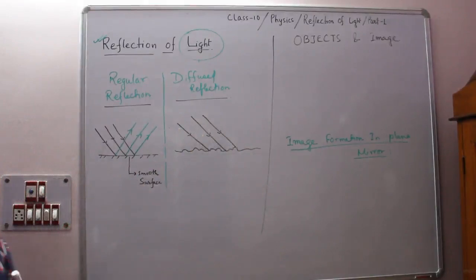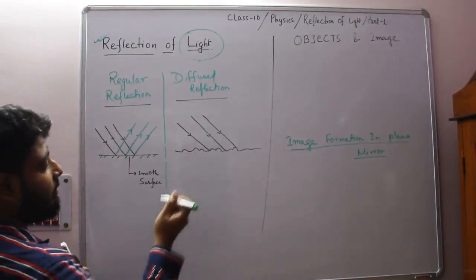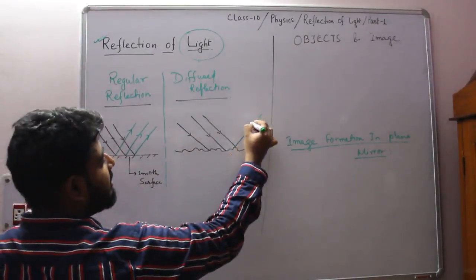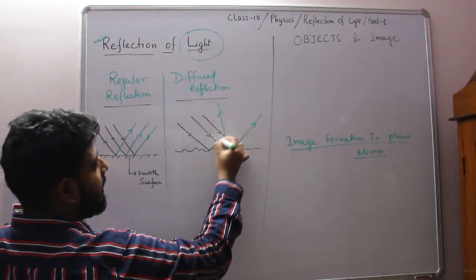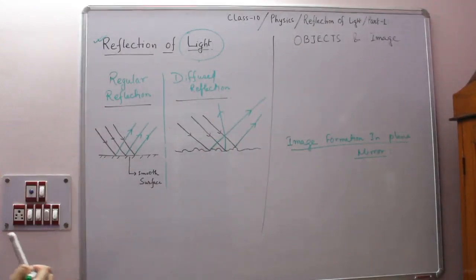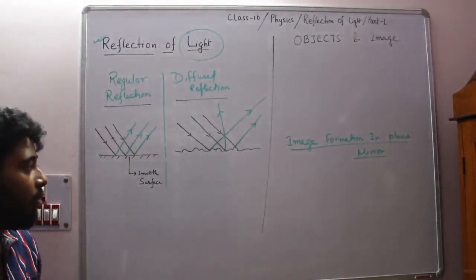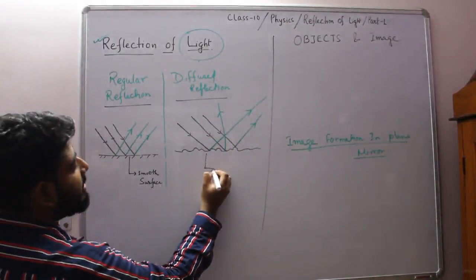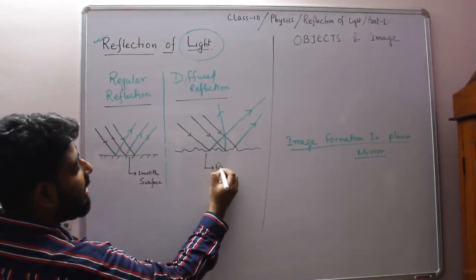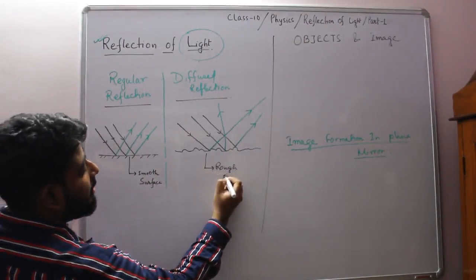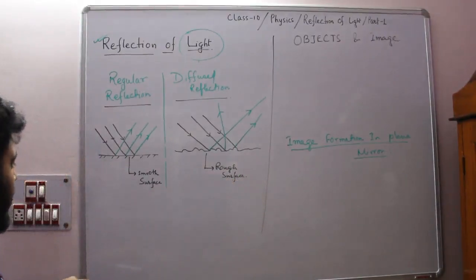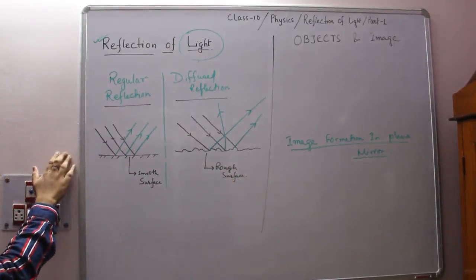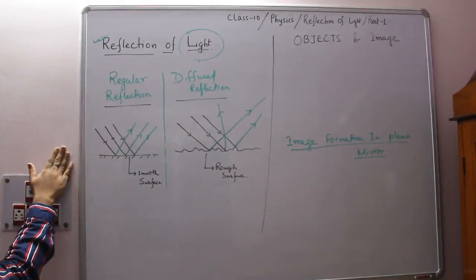Now, after reflection, see what happens. One ray is going in this direction, one is going in this direction, one is again going in this direction. So, are they parallel? No. This kind of reflection will take place on a rough surface. Suppose consider the wall. The wall is a rough surface, although it appears to be smooth.